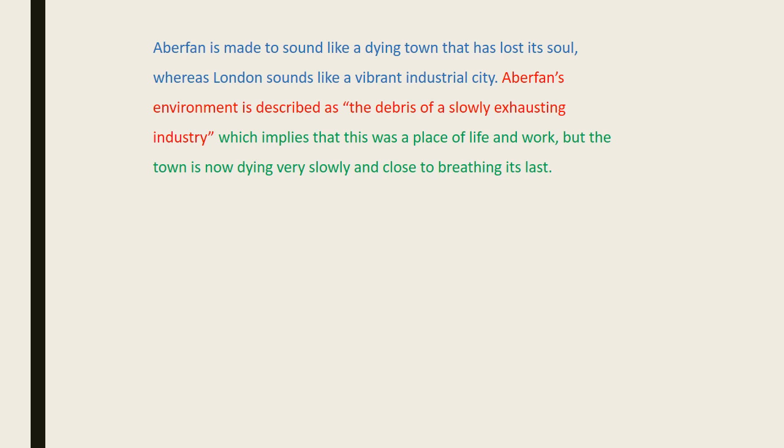Now, you can see that I've been quite precise in what I've said. Not just saying it implies that the town is dying very slowly. I've pointed out it implies that it was somewhere that had more than that, because it talks about its industry. That's why I know that. So it was once a place of life and work, but now it's dying very slowly. I've mentioned it's close to breathing its last, a reference to the fact the industry is exhausting. But you see that this is what I understand, what I infer from reading it.